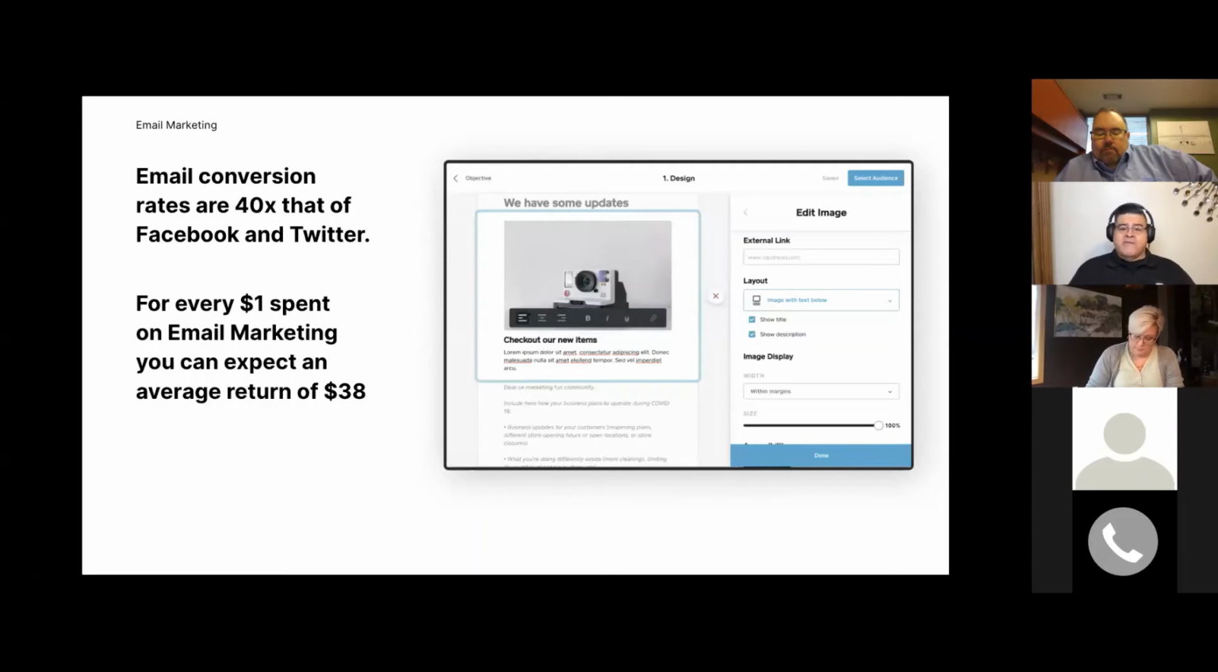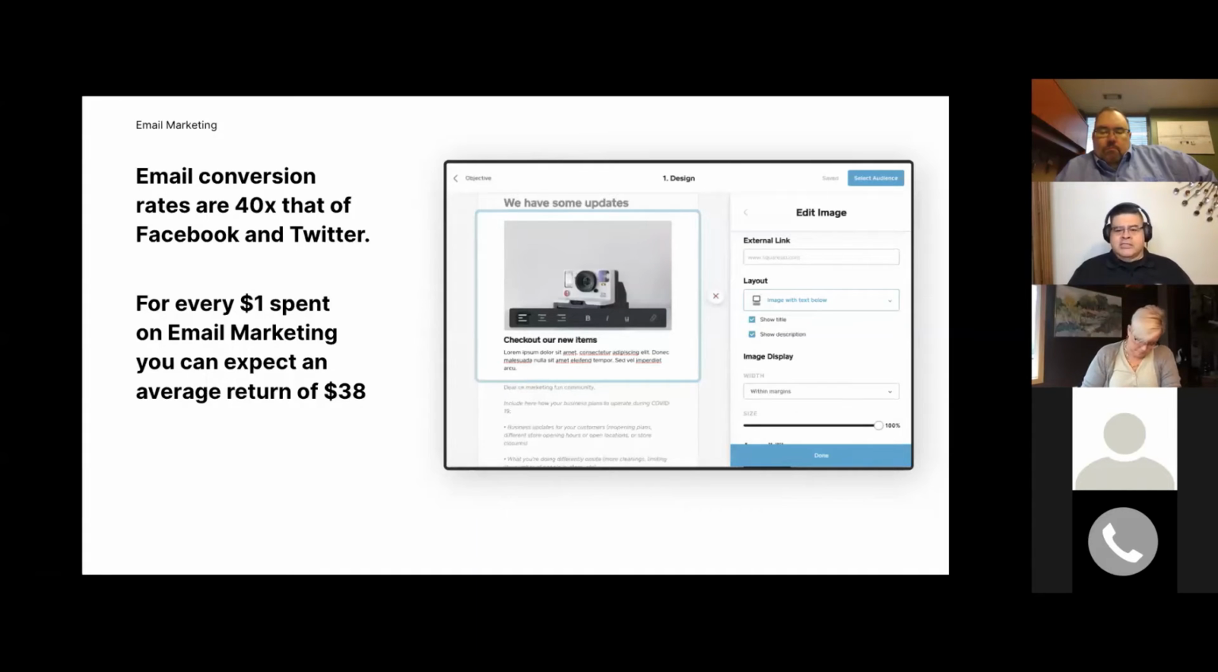I'm a huge fan of email marketing. It's been around forever, right? And it's simply using email to promote your goods or services. But a really well-crafted email marketing campaign isn't just promotion. It's a way to establish trust, to build rapport with your customers, build a relationship.